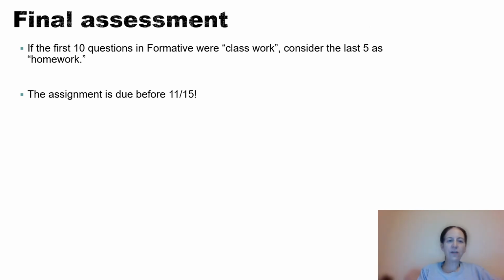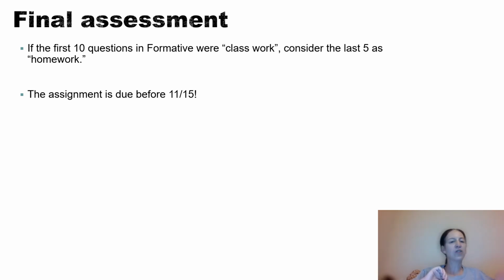And then the final assessment, if this is how I want you to think about this. If the first 10 questions in formative were classwork, okay, consider the last 5 as homework. And the way I want this to work is this is like a lesson that you would sit in class, you watch, you take some notes, you get those definitions, you do some practice work, you submit it, and then I give you 5 problems to do at home. Okay, that's what the last 5 in the formative are.